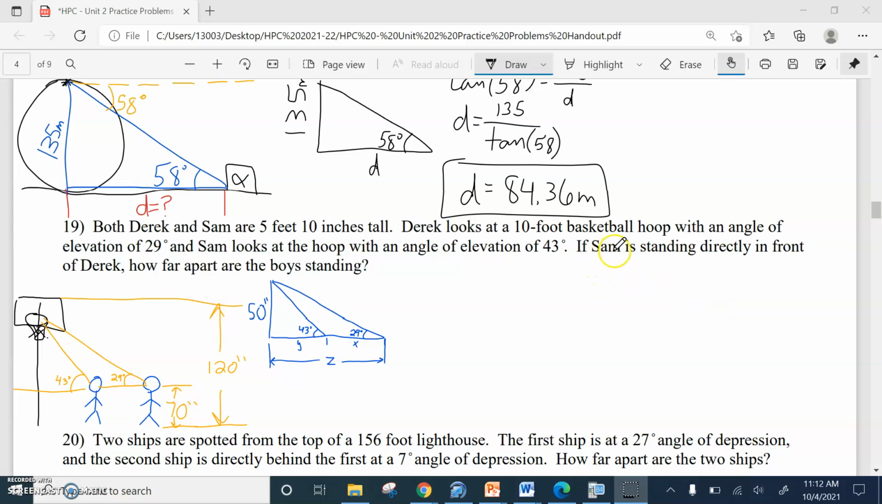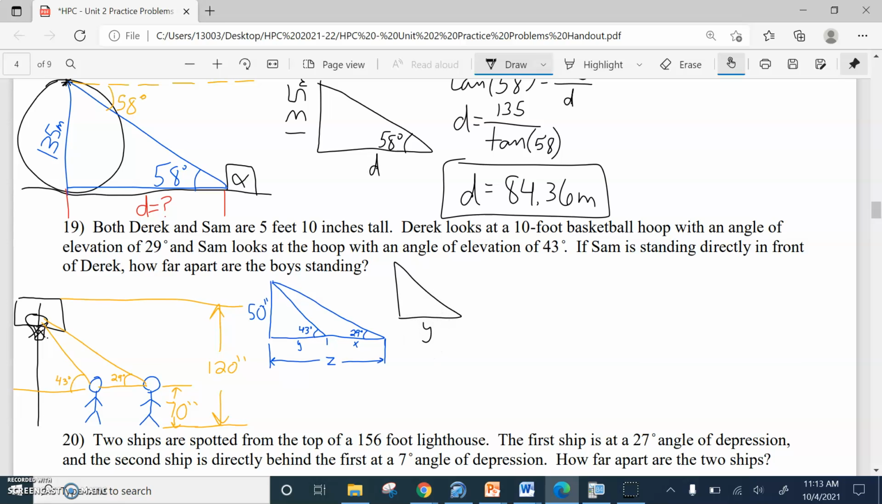Let's make sure we know what we're being asked. If Sam is standing directly in front of Derek, how far apart are they? So we're being asked for the distance x right here. So what we're going to need to do is solve these two subtriangles. So let's do that. Triangle 1, we've got 50.